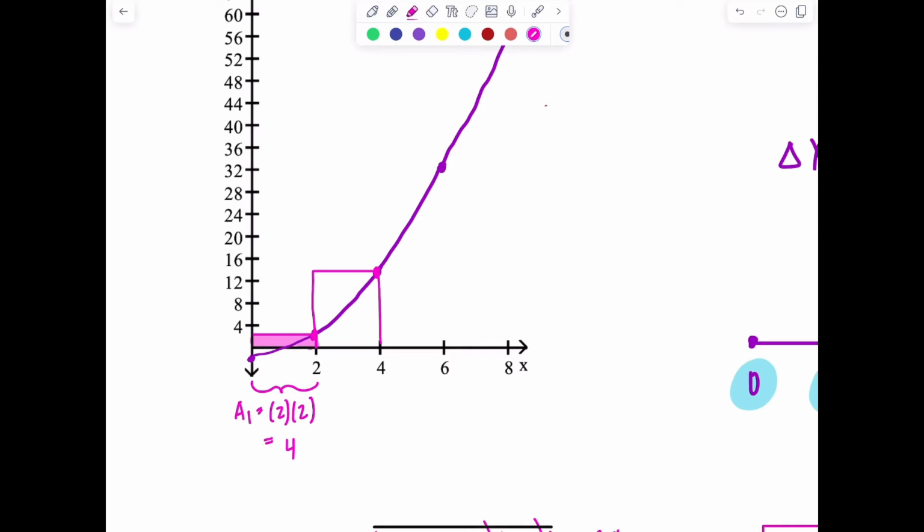So area 2, what would area 2 be? Let's see. Base times height. Base is 2. Height is 14, so that's 28. Area 3, again, now we're using the right endpoint. That's 34. Beautiful. Wow. Color it in.